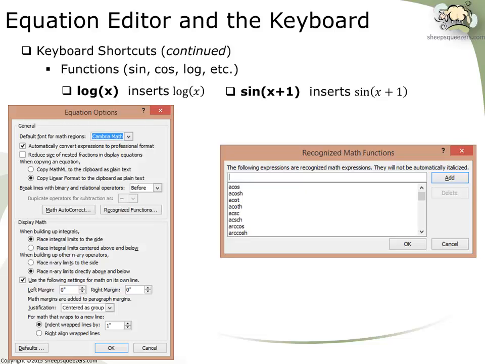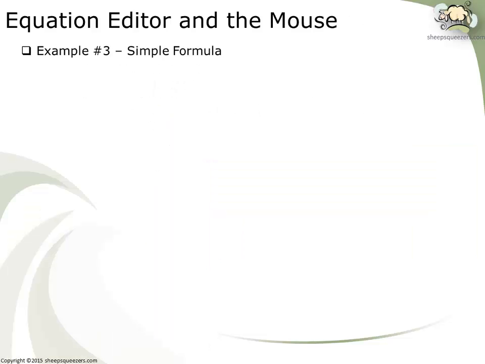And as you see on your screen, there's a list of functions, for example, arc cosine, arc hyperbolic cosine, and so on and so forth. Now, you can also enter in your own function by typing into the input box the name of your function and clicking the Add button. Now, let's do a simple formula using the keyboard shortcuts.